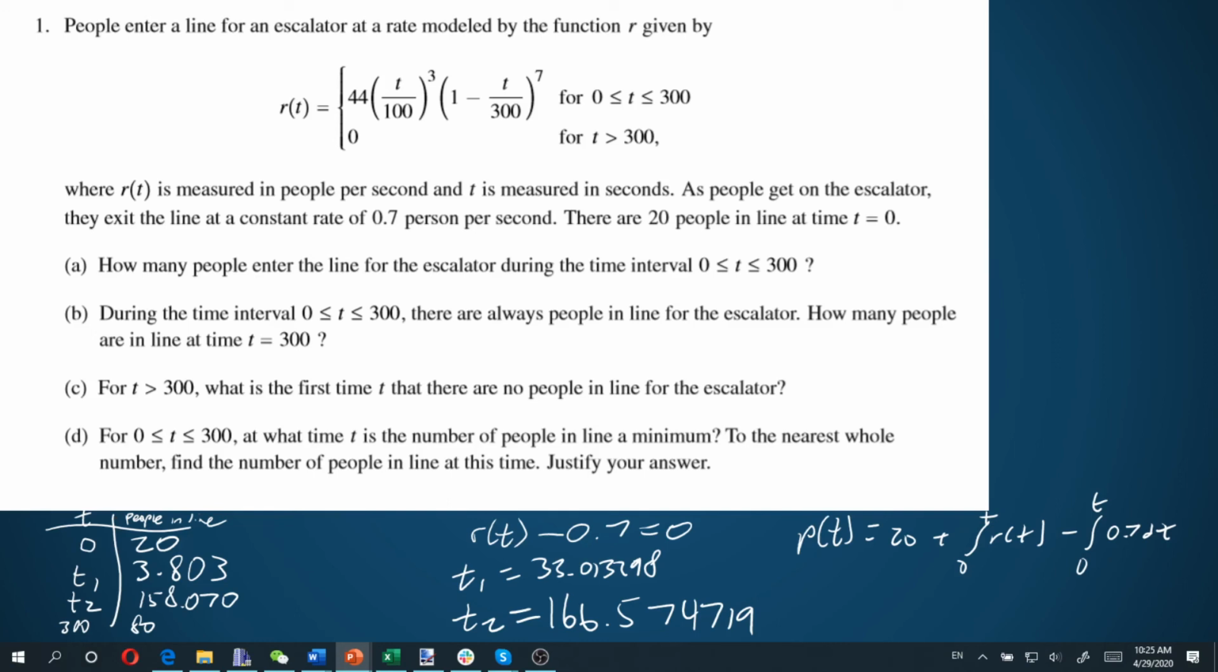Okay, so to the nearest whole number, how many people are in line at the minimum? At t equals t1, which is around 33 seconds. To the nearest whole number, the number of people in line at this time is 3.8, so 4. Okay.